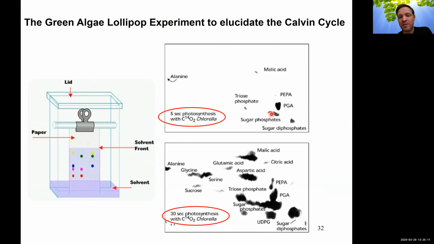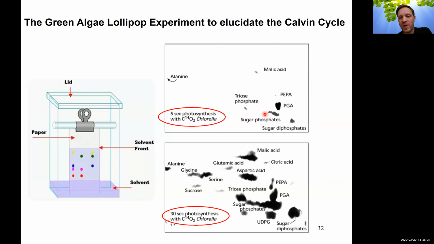And it's intriguing what they found. Here, this is a TLC after 5 seconds of light exposure with these green algae that have been fed with radio-labeled carbon dioxide. After 5 seconds already, you have your PGA, you have your PAP, and you already have the first sugar phosphates. So even after 5 seconds, you're already well into your gluconeogenesis.